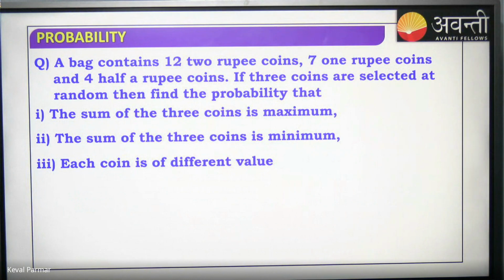Let's see. 12 2 rupee coins. It is quite simple if you think. 7 1 rupee coins and 4 half rupee coins. We have to select 3 coins. The sum of the 3 coins is maximum.